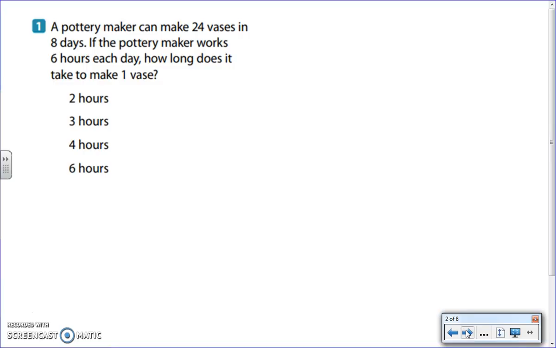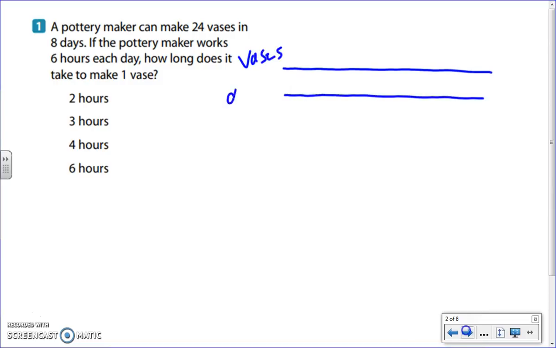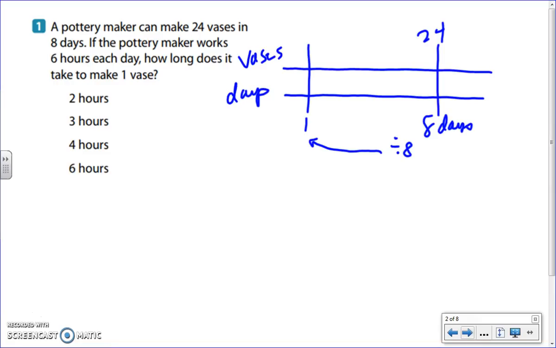So I'm going to start this with a double number line, and we're going to solve it a couple different ways here. I'm going to put the vases on the top and the days on the bottom, and start with 24 vases in 8 days. I could figure out the unit rate, or how many vases can be made in 1 day, by dividing by 8. I know that 3 vases can be made in 1 day.